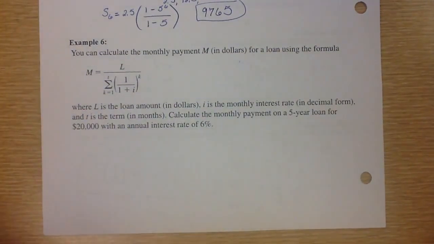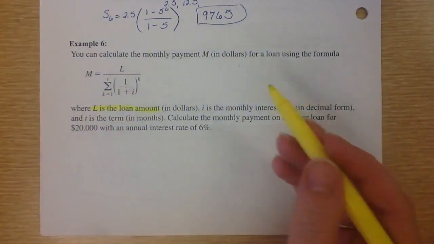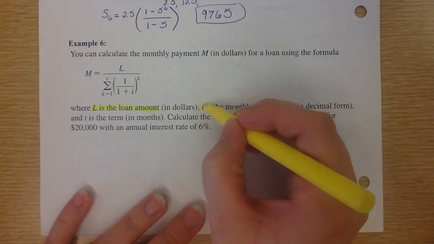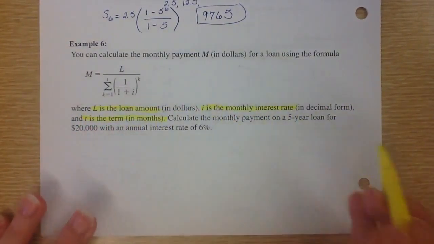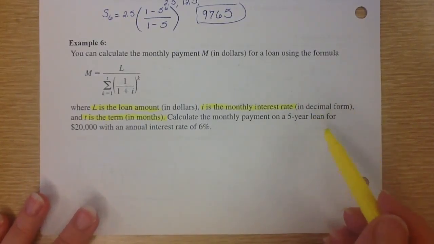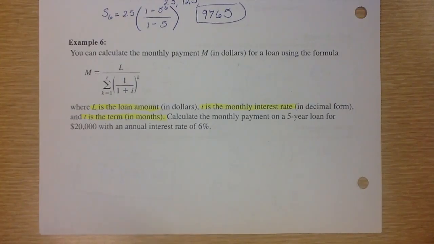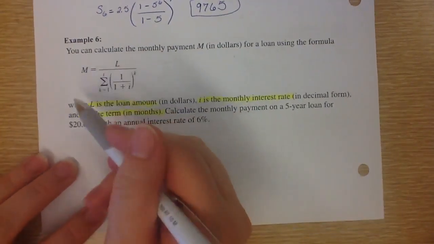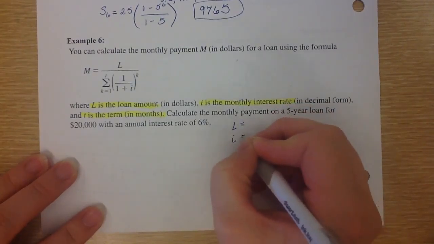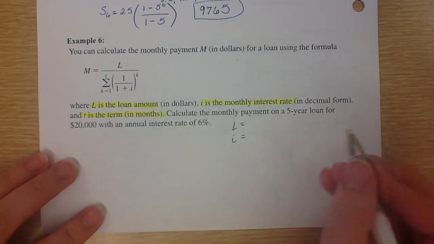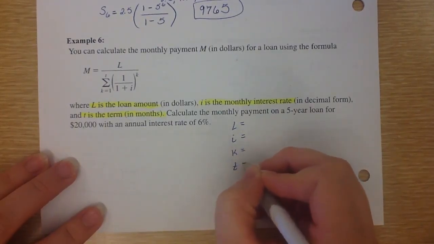L is the loan amount in dollars. I is the monthly interest rate in decimal form. T is the term in months. Calculate the monthly payment on a 5-year loan for $20,000 with an annual interest rate of 6%. So now, to use this, we just need to write down what's L, what's my I, what's my K, and what's my T.